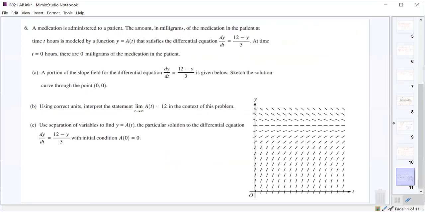A medication is administered to a patient. The amount in milligrams of the medication is modeled by y equals A of t that satisfies this differential equation, 12 minus y over 3. At t equals 0, there's 0 milligrams of medication in the patient. They've given us a slope field. We want to sketch the solution through the point 0, 0. So here's 0, 0.